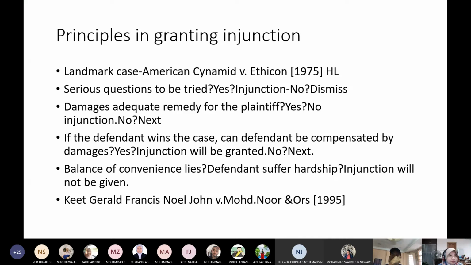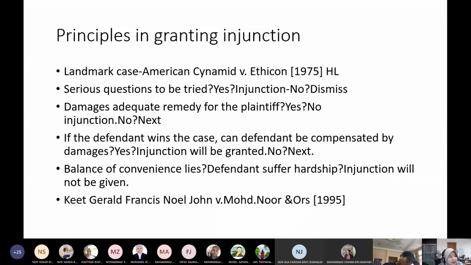Number 2, the defendant, you must say that damages is an adequate remedy for the plaintiff. You need to rebut the plaintiff's argument, so there will be no injunction granted to the plaintiff. And then next, you should argue that if you win the case, you cannot be compensated by damages.